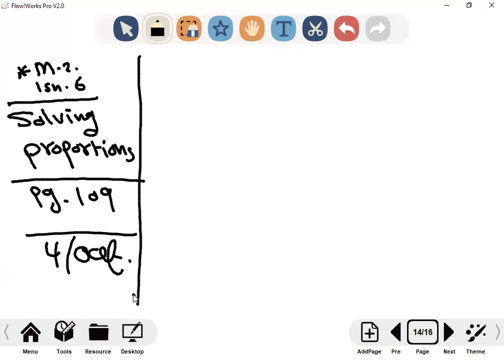Now, before we solve the proportion, we need to know what a proportion is. A proportion is when you have two equal fractions, for example, 3/7 is the same as 12/28. We call them equivalent fractions. How do we know if the two fractions are equivalent, or if we have a proportion?